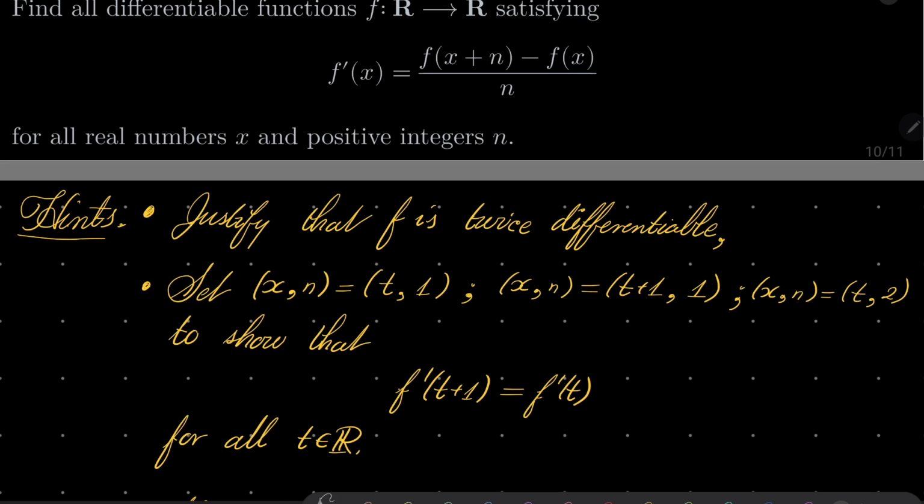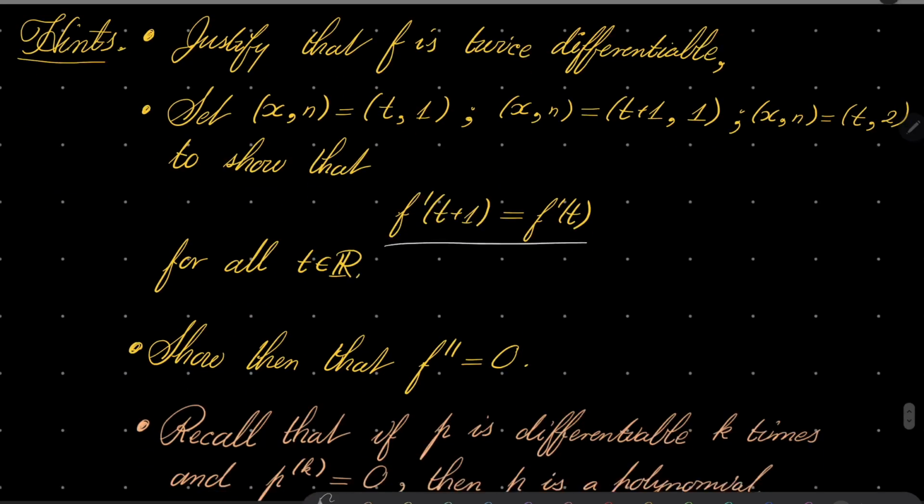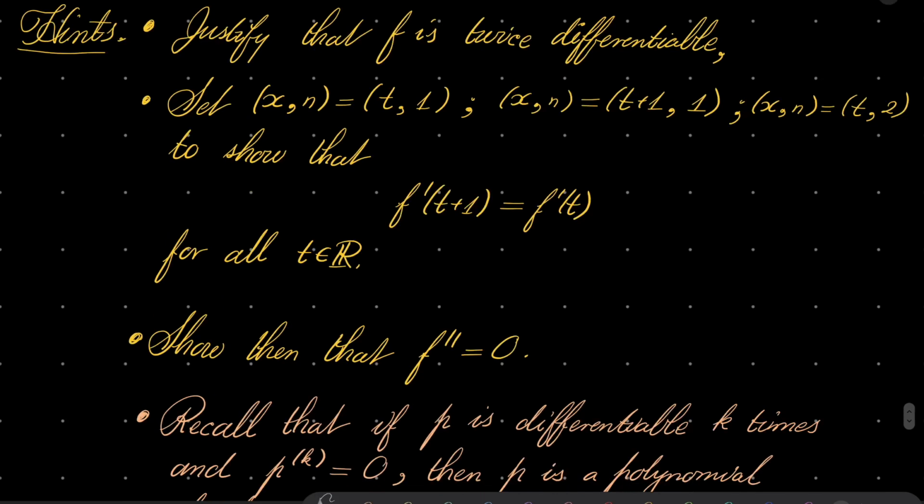And then, make the following three settings of variables. First, set x and n to be t, 1, then set them to be t plus 1, 1, and finally set them to be t, 2, to show that f prime of t plus 1 equals f prime of t for all real numbers t. And from there, you should be able to justify that the second derivative of our function is constantly 0.